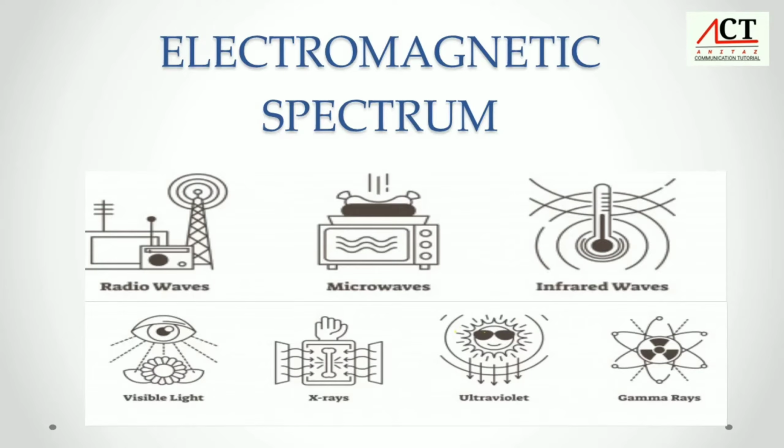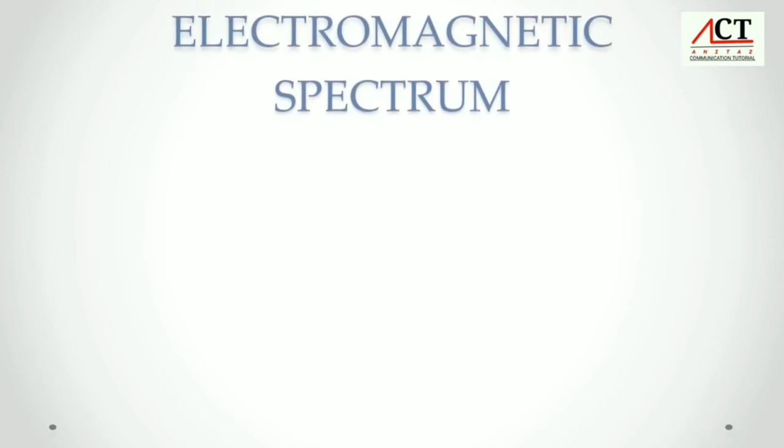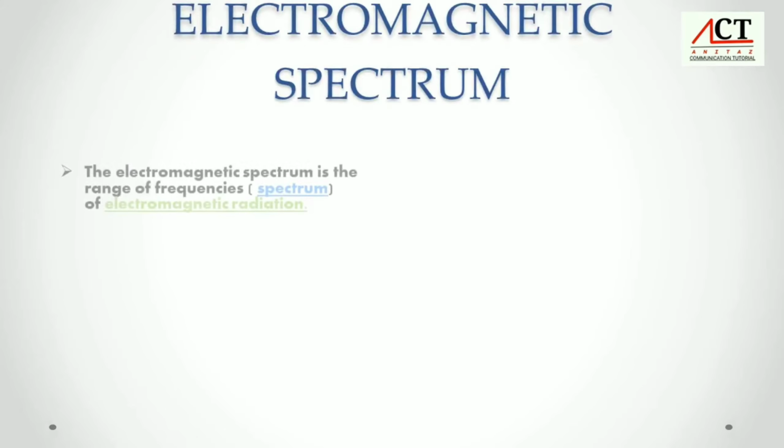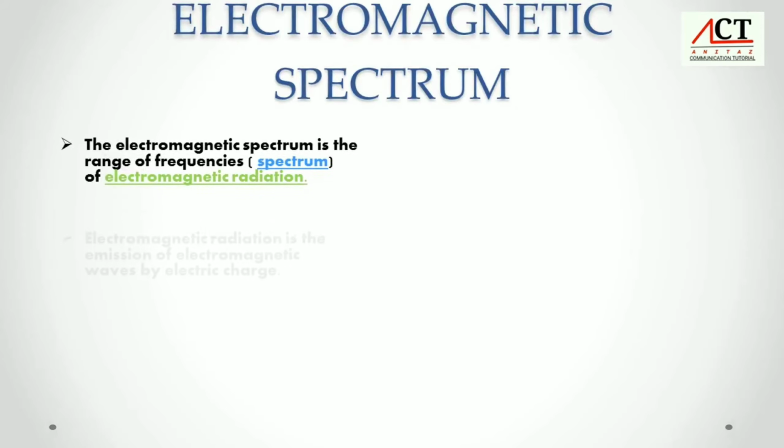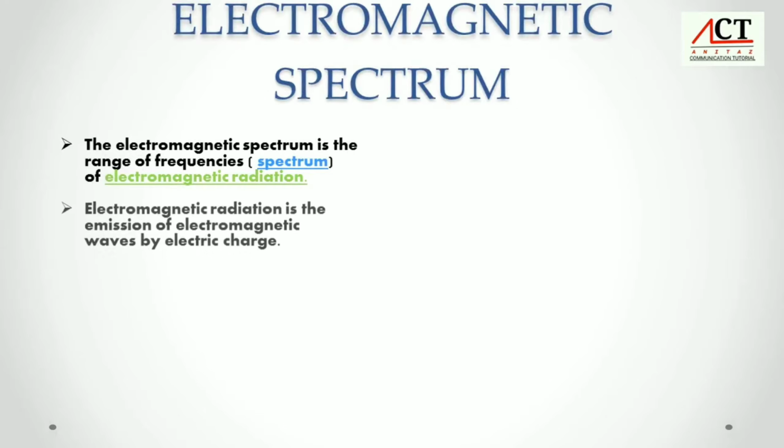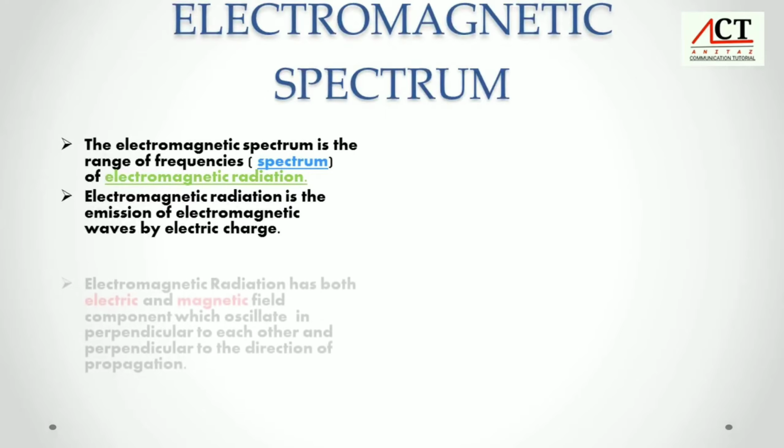In this video, I will explain about electromagnetic spectrum. Here is the introduction of electromagnetic spectrum. What spectrum is actually range of frequencies. So, electromagnetic spectrum is the range of frequencies of electromagnetic radiations.